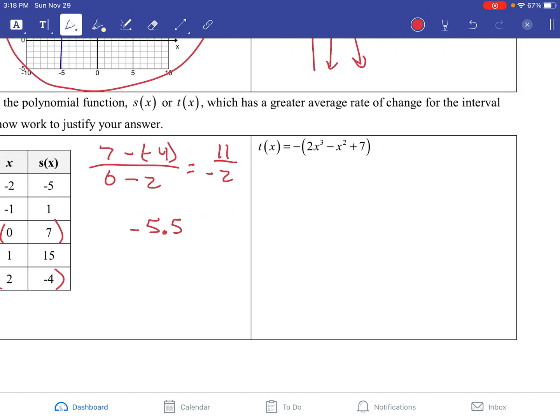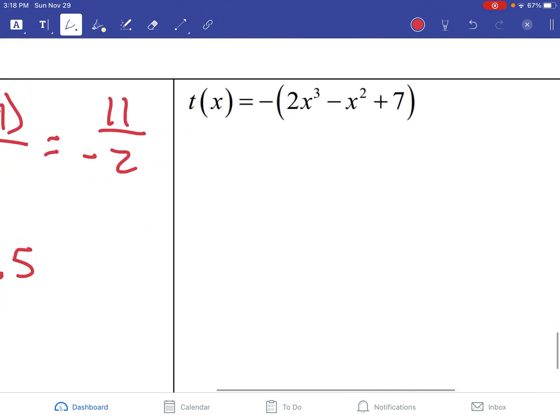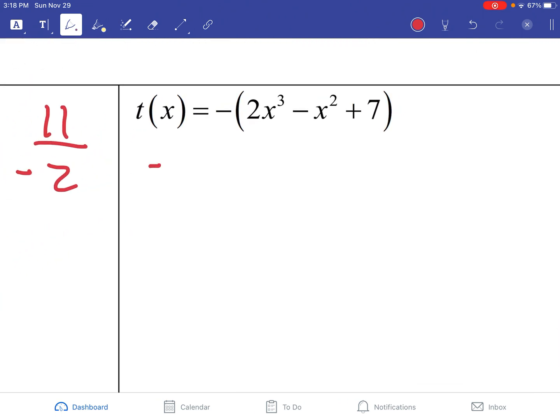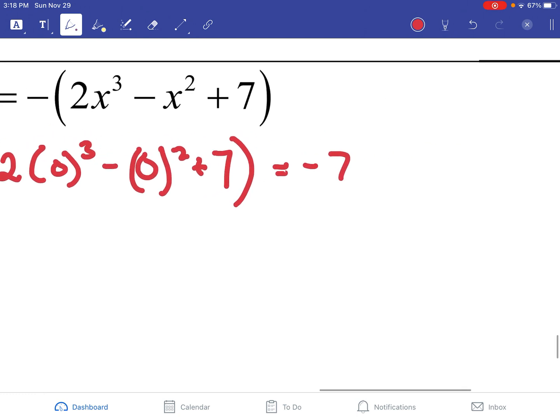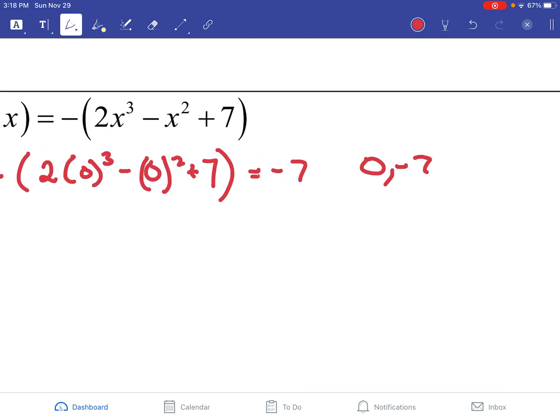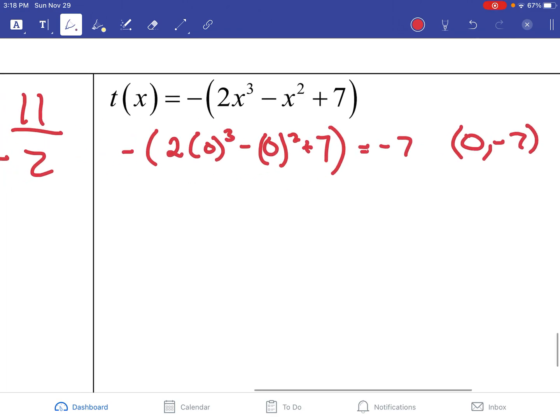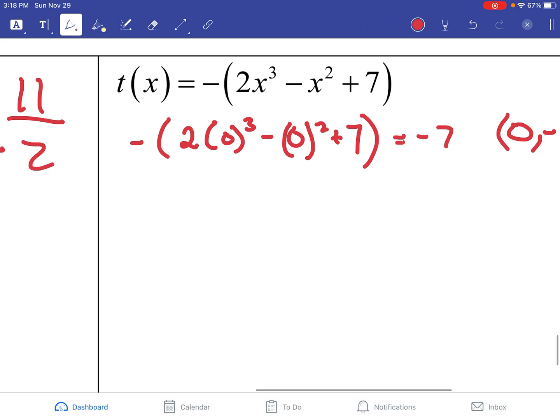Okay. Now we have to find out 0 and 2 for this function. So I'm going to put 0 in for the function. All right, so 0 cubed is 0 times 2 is 0. 0 squared is 0. So I'm going to be left with 7, and then this negative sign on the front of it makes it negative 7. So my point for here would be 0, comma, negative 7. All right, then we're going to put in, what was the other part? It was 2. So I'm going to put in 2 for my function.